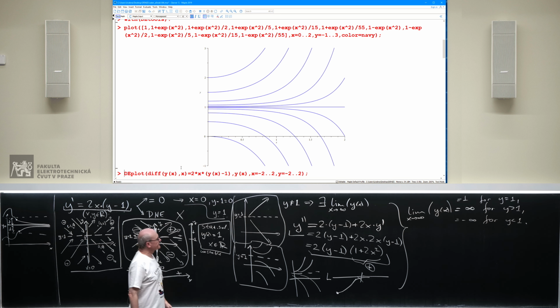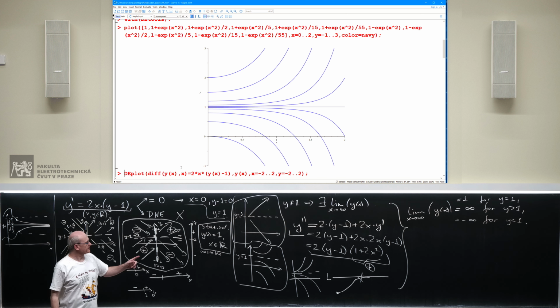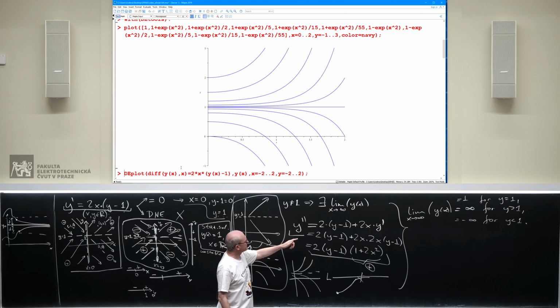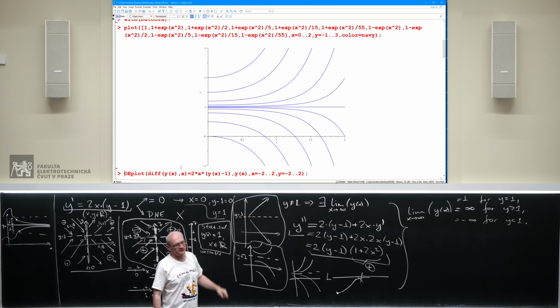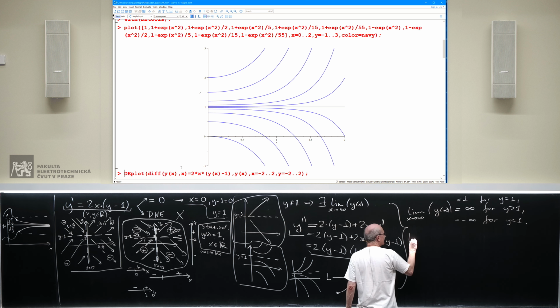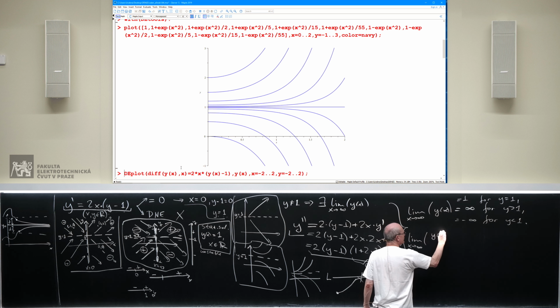We extracted more information. A good question is, how quickly does the solution go to infinity? This is sometimes very important. Does it go to infinity relatively slowly or really fast? Typically, we compare. So, what can I say about the limit of my solution when I divide it by x?